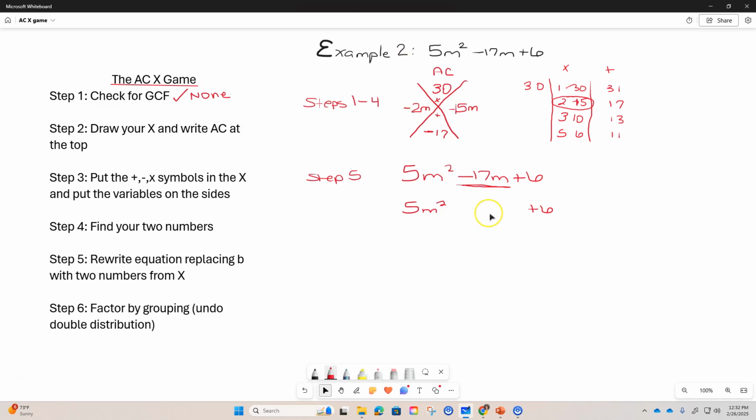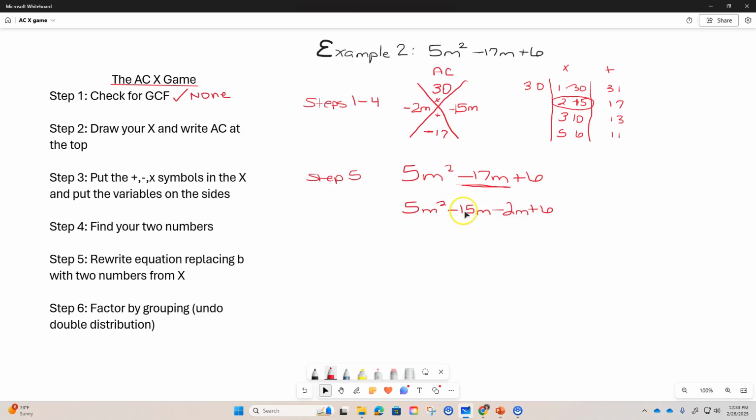Up here, it doesn't matter, but down here it does, because I want whichever of these two numbers is going to have a common factor with the 5, and the one of the two numbers with the M's on them that's going to have a common factor with 6 to be right in front of the 6. So it makes more sense to put the negative 15 right down here, and I'm going to put the negative 2M right in front of the 6.